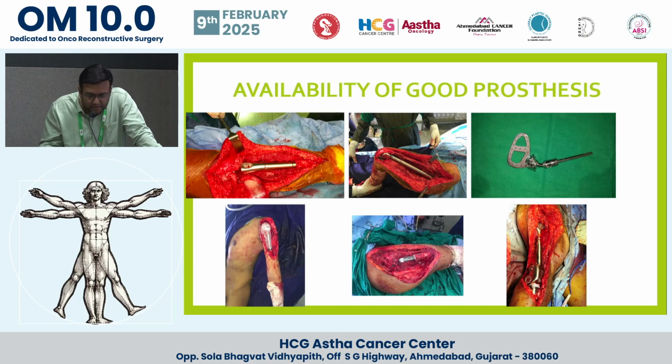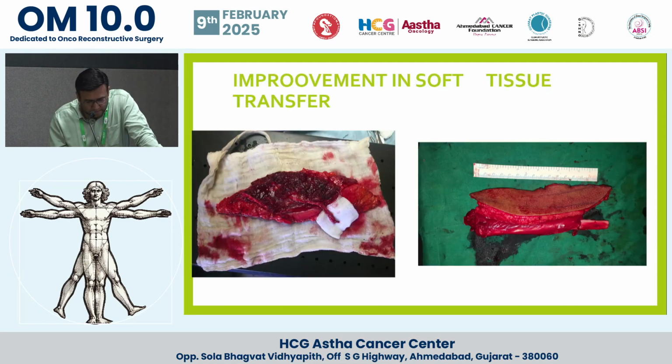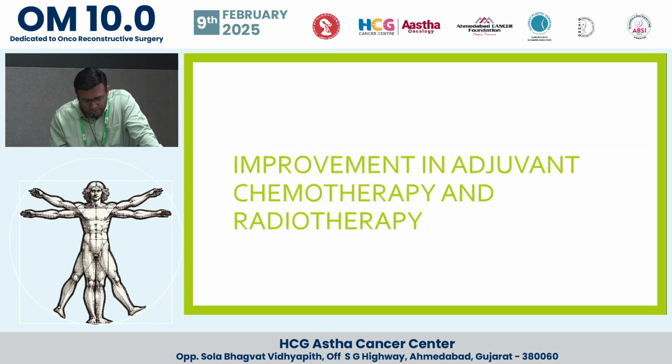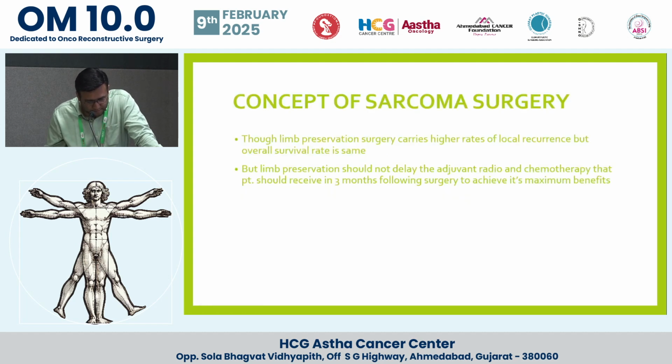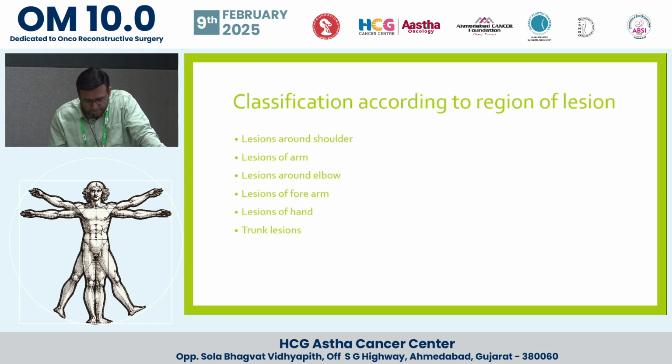So these are the implants used by the ortho-oncosurgeons for limb preservation after bony defects, and microvascular tissue transfers are at ease nowadays. Improvement in adjuvant and chemoradiotherapy is also an advantageous factor for limb preservation surgery. Limb preservation surgery carries a higher risk of local recurrence, but overall survival rate is the same. But limb preservation should not delay the adjuvant radio and chemotherapy, which the patient should receive within 3 months following the surgery.